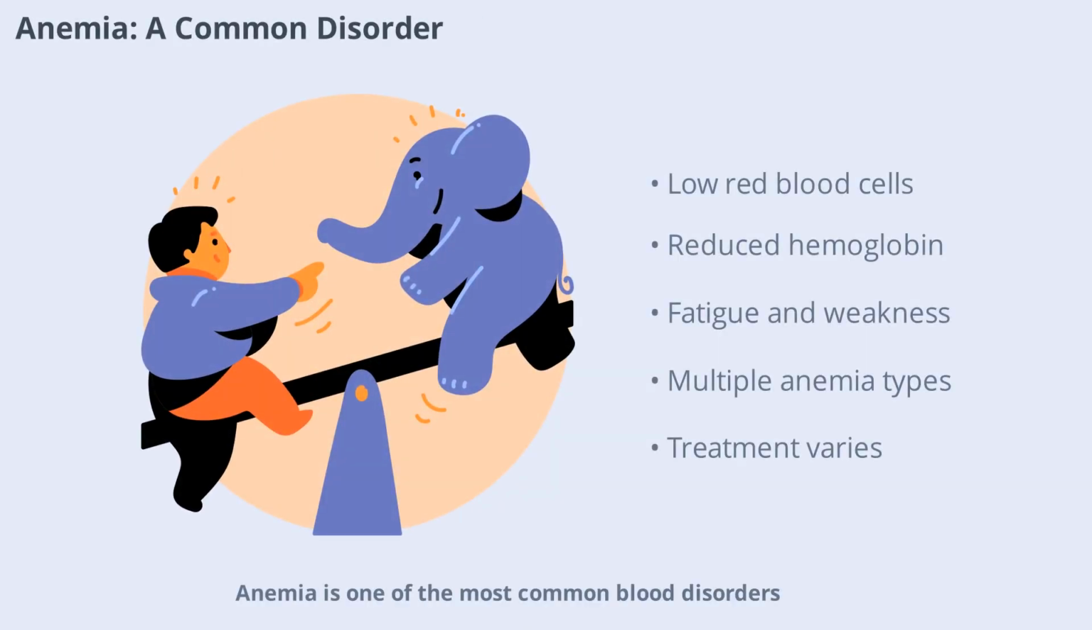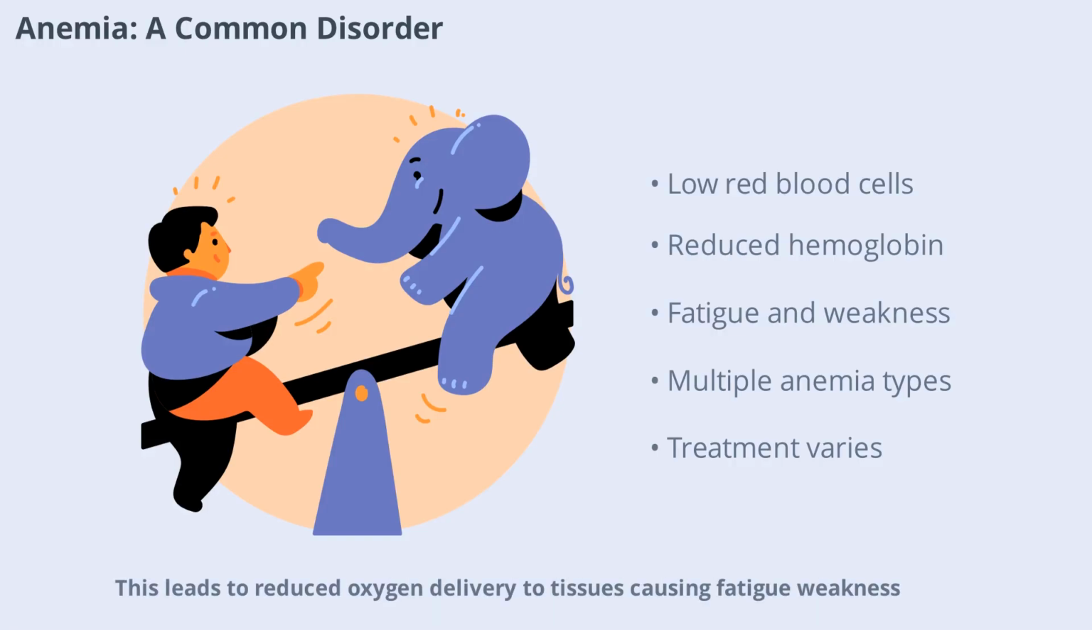Anemia is one of the most common blood disorders, characterized by a deficiency of red blood cells or hemoglobin. This leads to reduced oxygen delivery to tissues, causing fatigue, weakness, and shortness of breath. There are many types of anemia, including iron deficiency, vitamin B12 deficiency, and sickle cell anemia. Hematology plays a key role in diagnosing the underlying cause and guiding treatment, which may involve dietary changes, supplements, or medication.